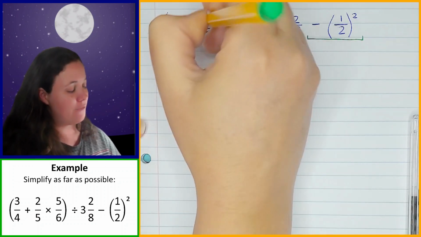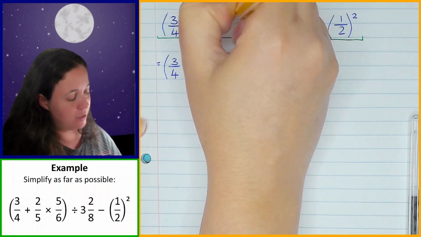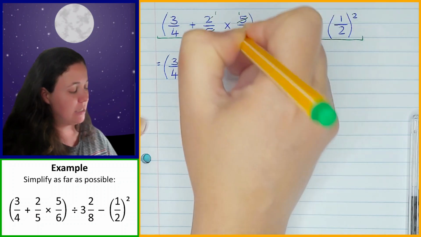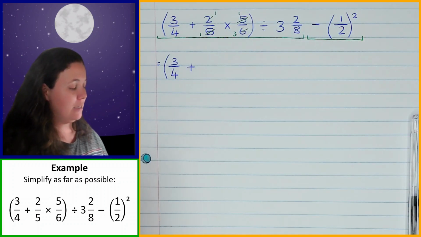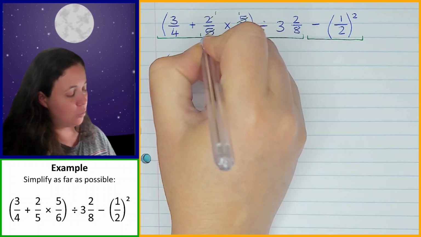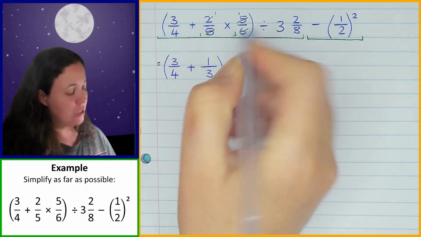So I can say 5 goes in there once and 5 goes in there once. Okay, and then 2 goes in there once and 2 goes in there 3 times. So that leaves me with 1 times 1, which is 1, over 1 times 3, which is 3. Okay, so now I've simplified that.